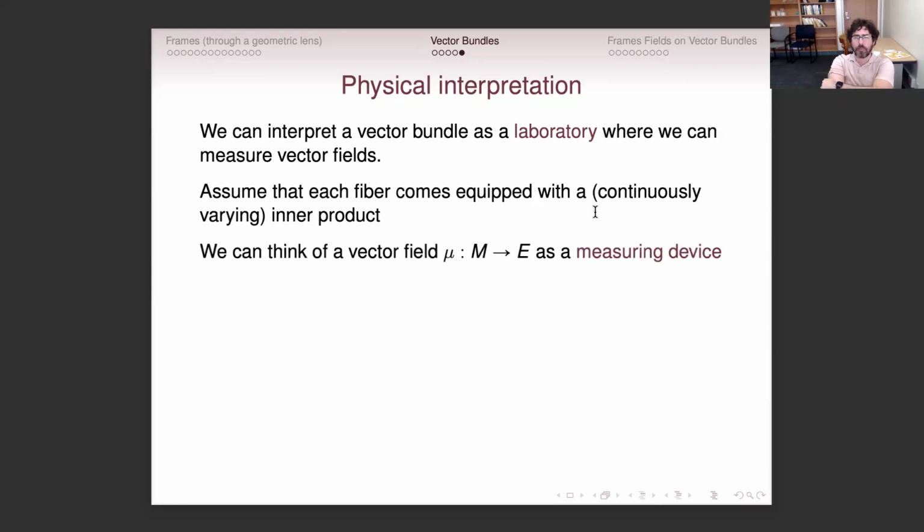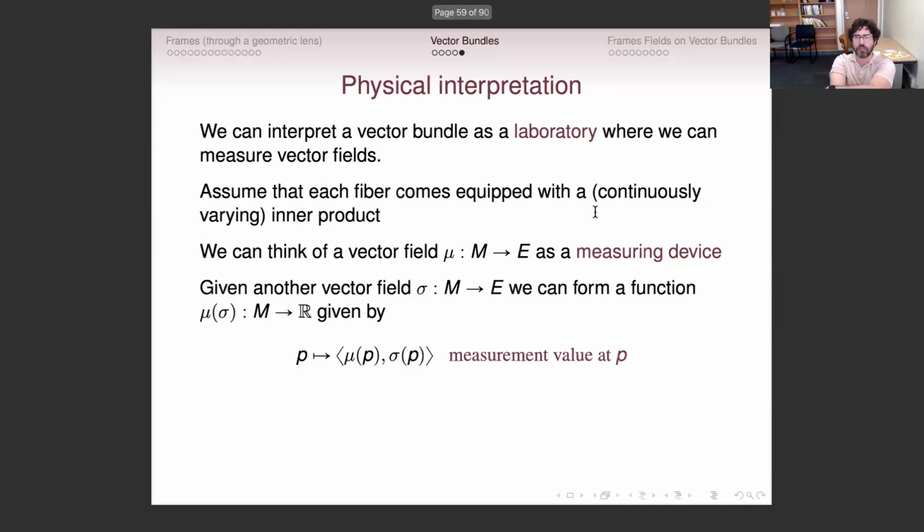And so I can think about a vector field in this context as a measuring device. How does a vector field measure another vector field? Well, it does so by taking inner products. If I have another vector field on my manifold, or on my vector bundle, I can form a function from the downstairs space to the real numbers, where I interrogate the vectors in my vector field against my measuring device mu.